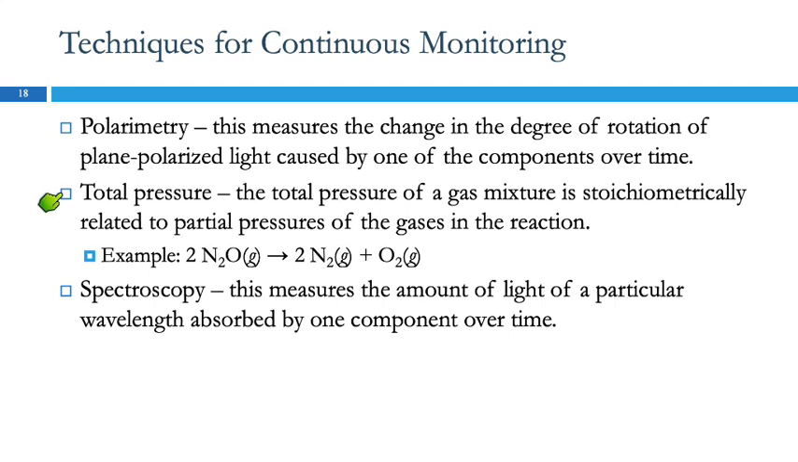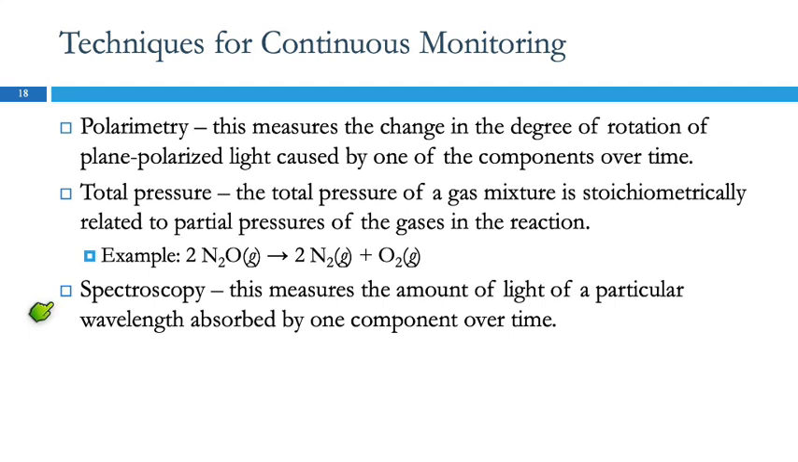Another thing you could do is you could measure the total pressure. So if you have a gas mixture, the total pressure of the gas is stoichiometrically related to the partial pressures of the individual components. So if you have this reaction, 2N2O making 2N2 and O2, we have 3 moles of gas in the products and 2 moles of gas in the reactants. So we expect that as time goes on, the pressure in the container is going to increase. We monitor that pressure and we can figure out what the concentration is.